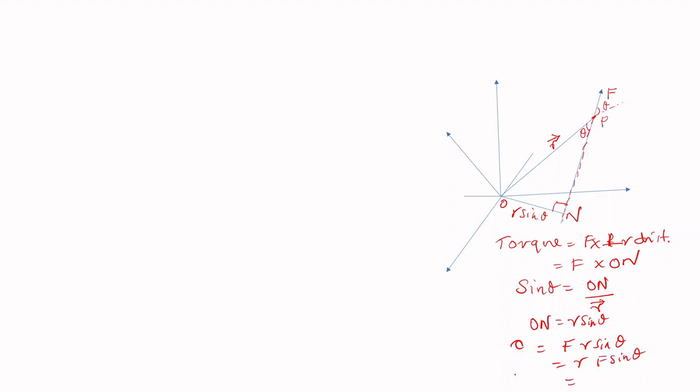So torque is a vector quantity, and R and F also are vector quantities. What we can do is write torque is equal to R cross F. Torque is produced along the direction perpendicular to the plane containing R and F. In a plane perpendicular to the plane containing R and F, we can find the torque.